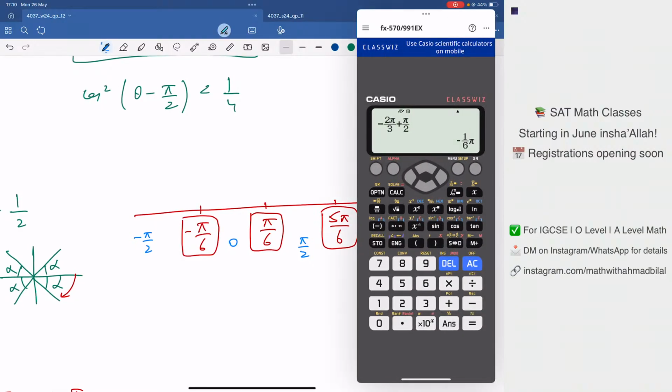Now, you just have to do this on your calculator. Don't need to show any working for this. Just input these values one by one on your calculator. So you have cos of theta minus pi over 2. So in place of theta, you could input minus pi over 2 minus pi divided by 2. And then you have minus pi over 2 as it is already.